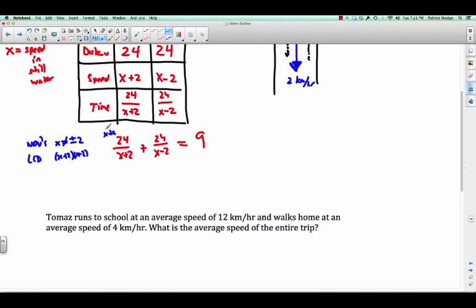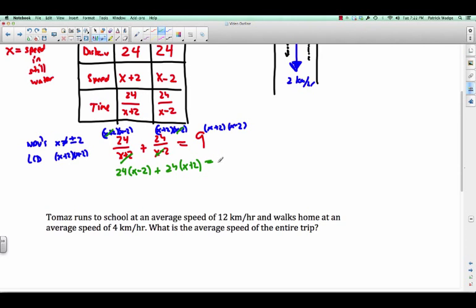x plus 2, x minus 2, x plus 2, x minus 2. Ready to cancel? The x plus 2's cancel here. You're left with 24 times x minus 2. Plus the x minus 2's cancel here. You're left with 24 times x plus 2.